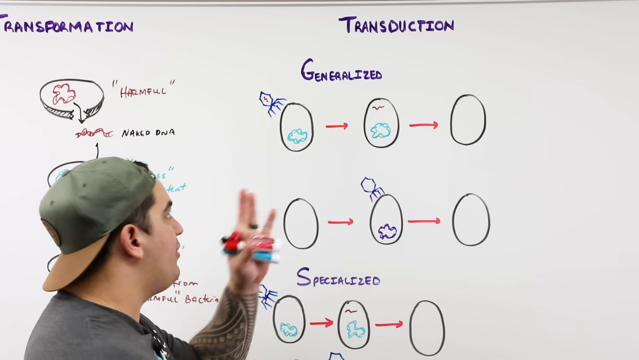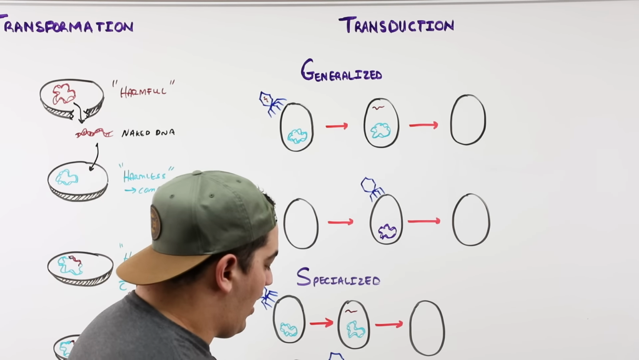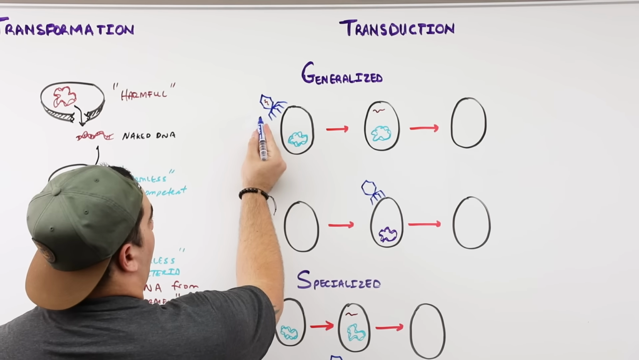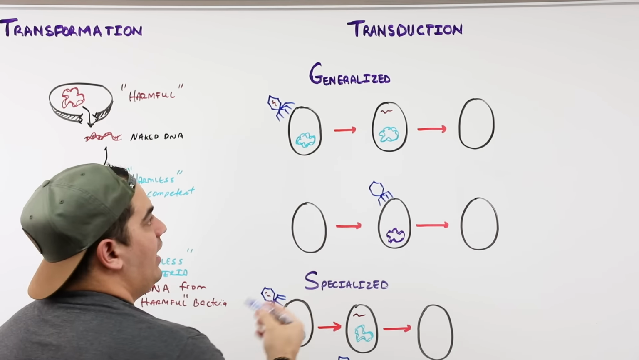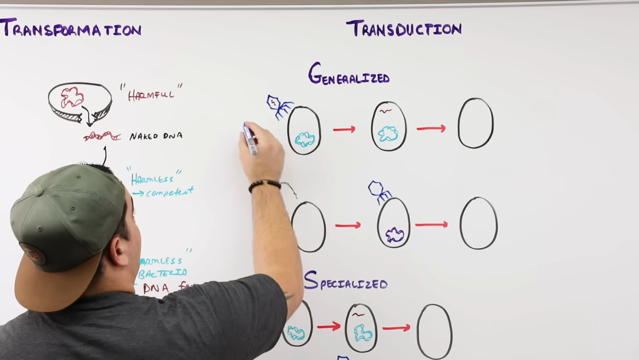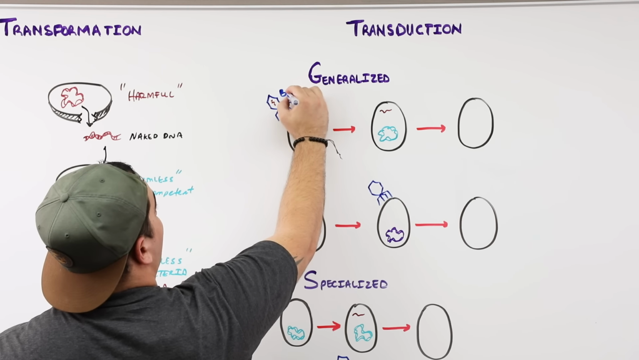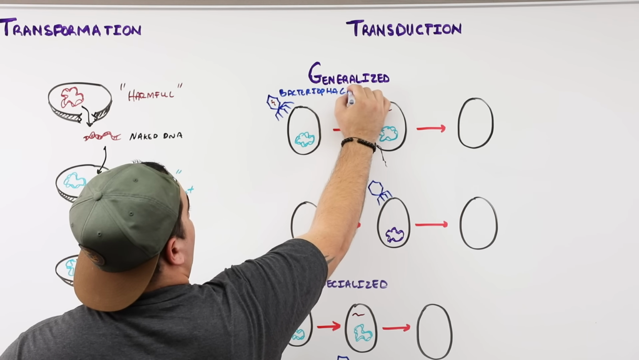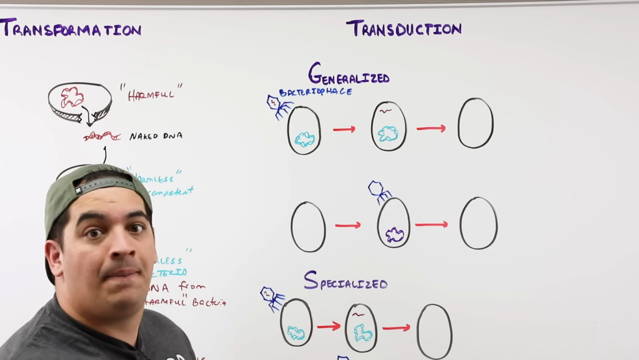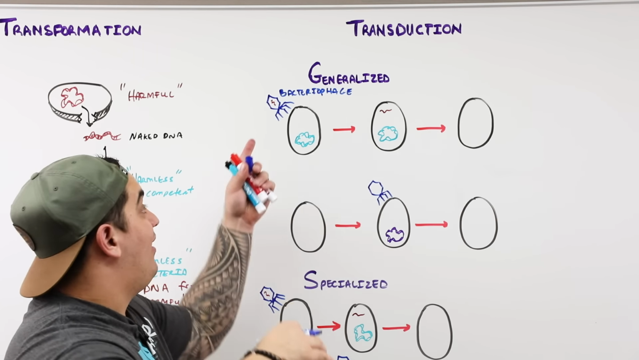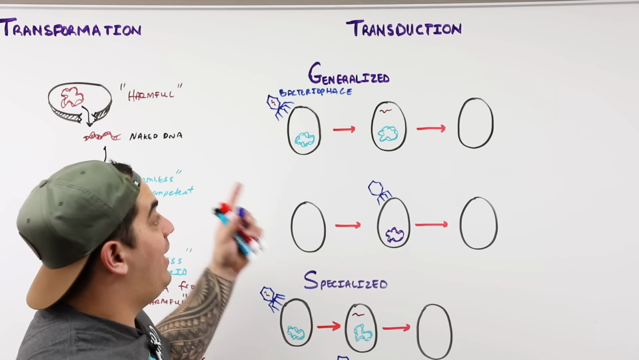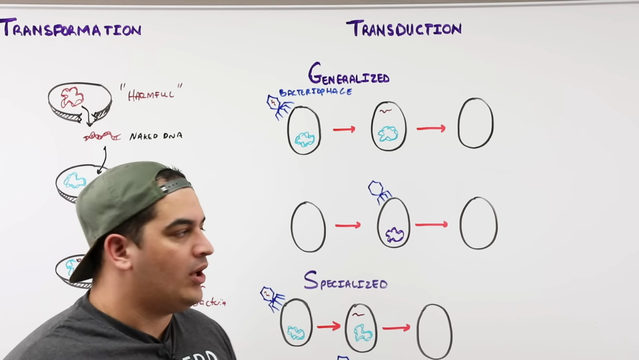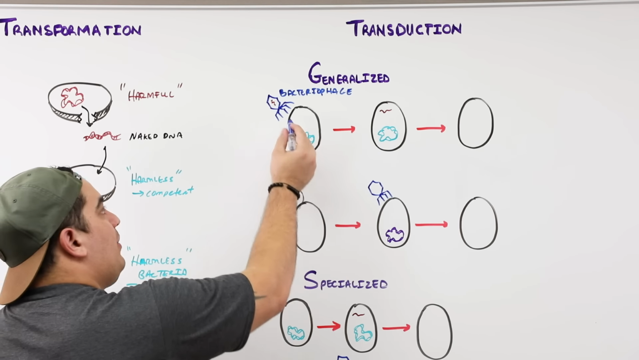Okay. So generalized transduction. Let's say here I have a bacteriophage. A bacteriophage is basically just a virus, and inside of it, it has DNA. So this is what we call a bacteriophage. It's basically just a virus with its own DNA that likes to infect other bacteria and then help to make more bacteriophages and pass on genetic material. Well, I'll explain what all that means. Okay, ready? Here we have this bacteriophage.